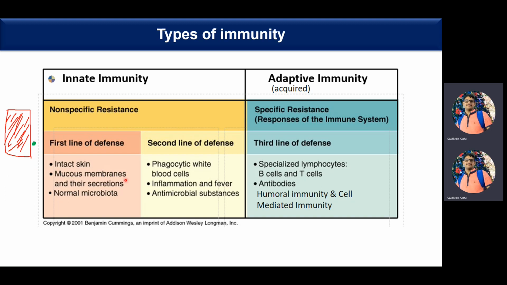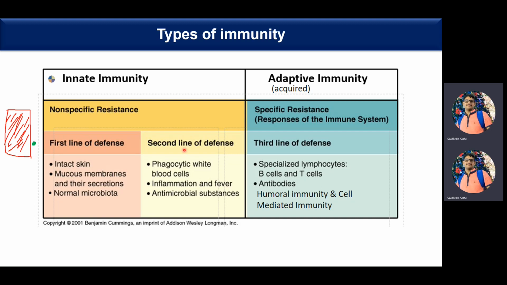Then there are mucous membranes and their secretions, and also competition with the normal microbiota. Normal microbiota means microbes present in our body, in our saliva, in our skin, as well as in our gut. Everywhere in the body, most places have a normal microbiota, which has several different roles to play, including producing different metabolites.